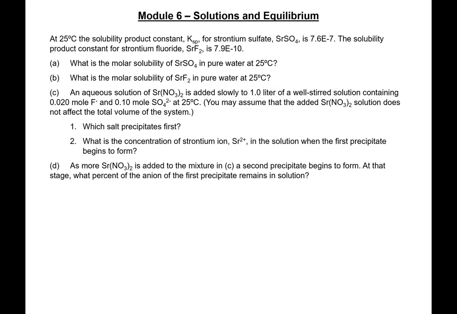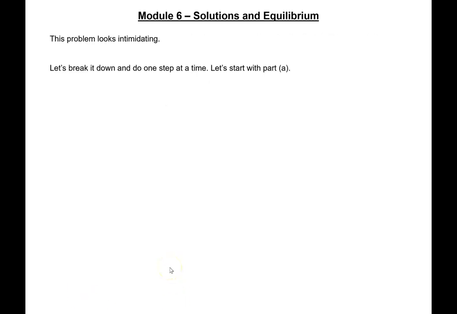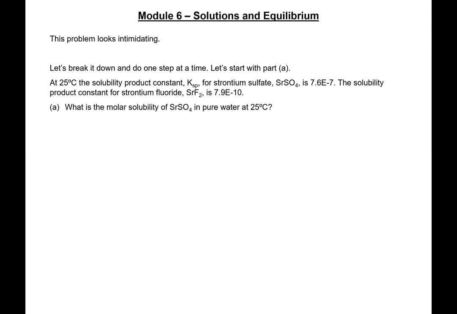And then part D: as more strontium nitrate is added to the mixture in part C, a second precipitate begins to form. At that stage, what percent of the anion of the first precipitate remains in solution? Okay, this problem for sure looks intimidating, but we're just going to break it down and do one step at a time. So we're going to start with part A.